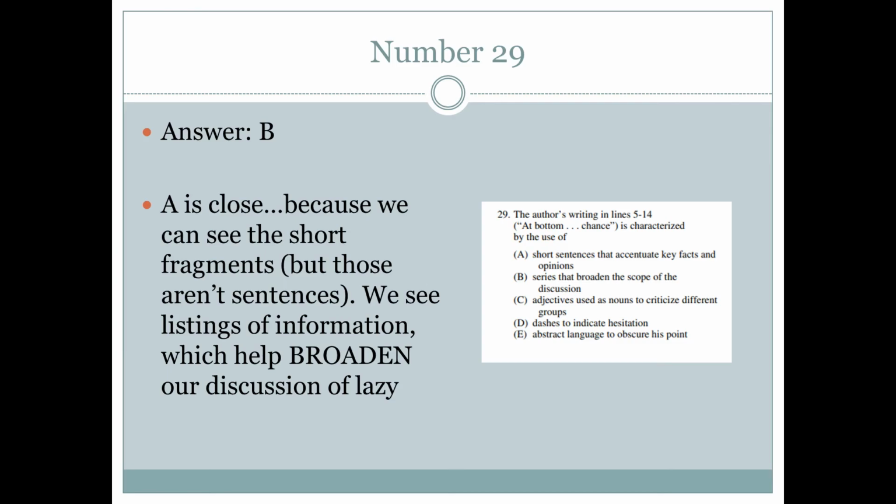It's a series of things that make us understand laziness from a different standpoint or from a bigger standpoint altogether. C doesn't make sense because there aren't a lot of adjectives used as nouns. By the way, that's called gerunds. But anyways, there's none of that being done. D, there are dashes used, but they're not to indicate hesitation. And E, abstract language, no, everything's pretty clear for the most part, so it has to be B in this case.